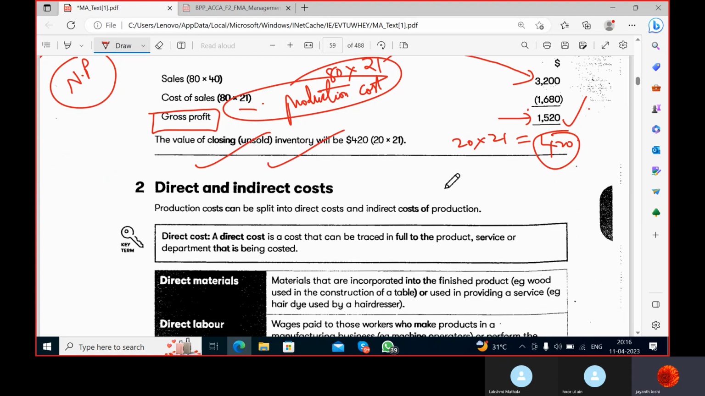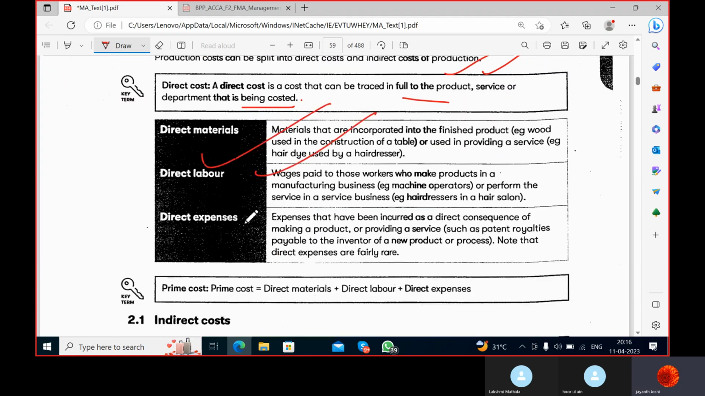Now, direct and indirect cost we have just discussed. Direct cost is the cost which you are directly incurring for making a product, or that can be traced in full to the product. Wherever you see the product cost, you will always find this cost in the cost of the product or as a part of it. Why? Because this is the direct cost. Direct cost is cost that can be traced in full to the product, or to some service or department that is being costed.